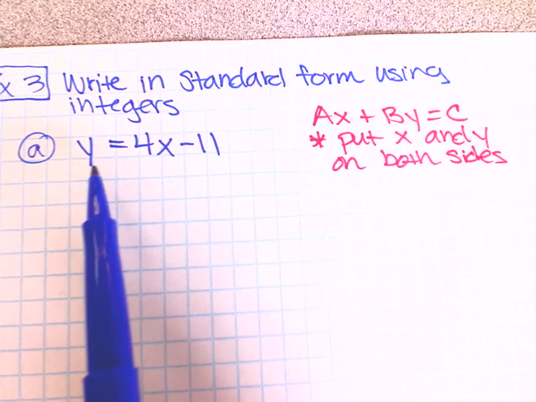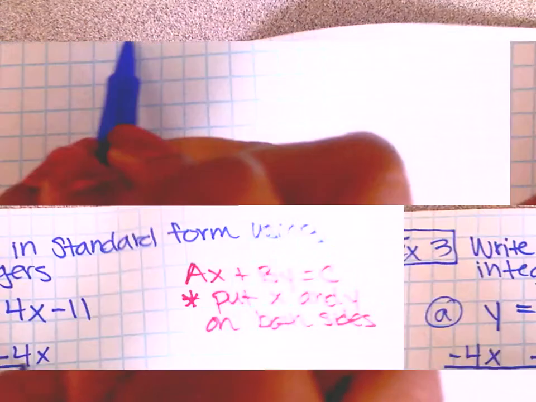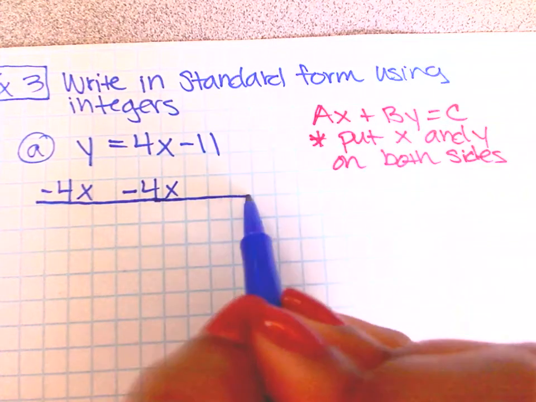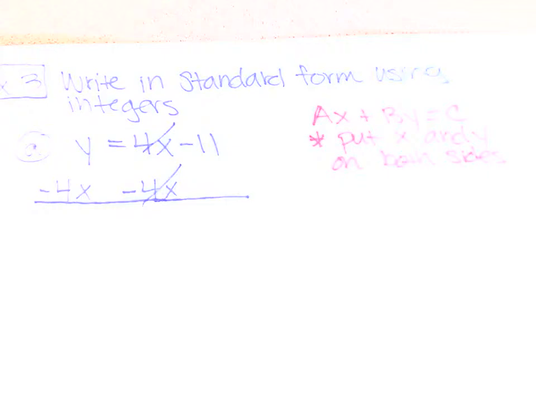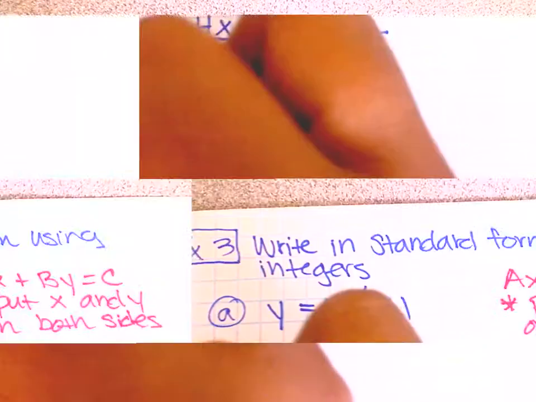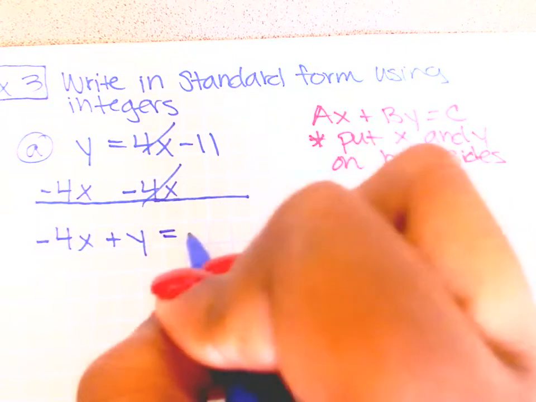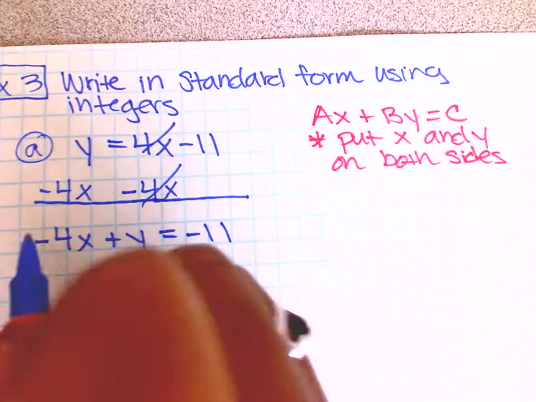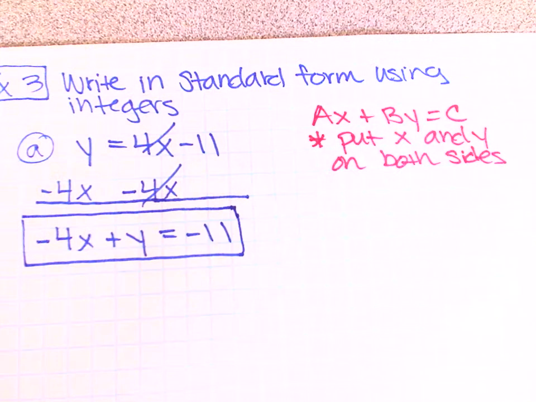So, okay, y is already over here. So I'm going to move x to the other side. So I'm going to subtract 4x from both sides. Algebraic problem. That's a positive 4x. I'm subtracting 4x from both sides. So my positive 4x and my negative 4x cancel out. So I'm left with negative 4x plus y equals negative 11. And then box your answer because it's in standard form.